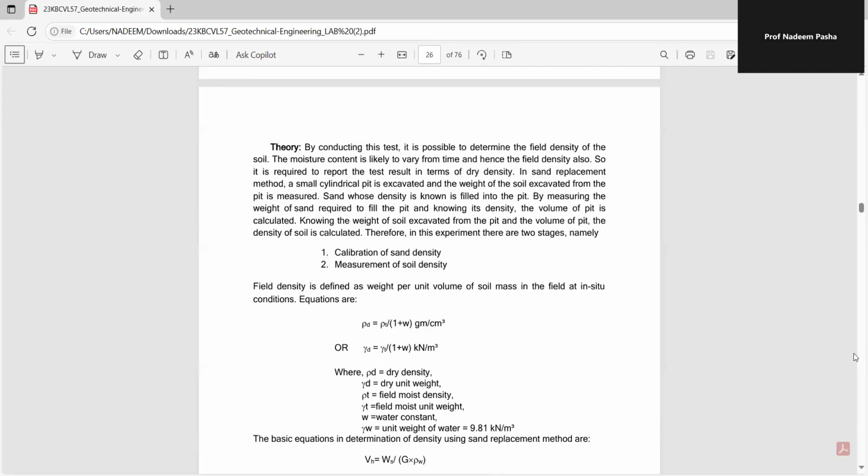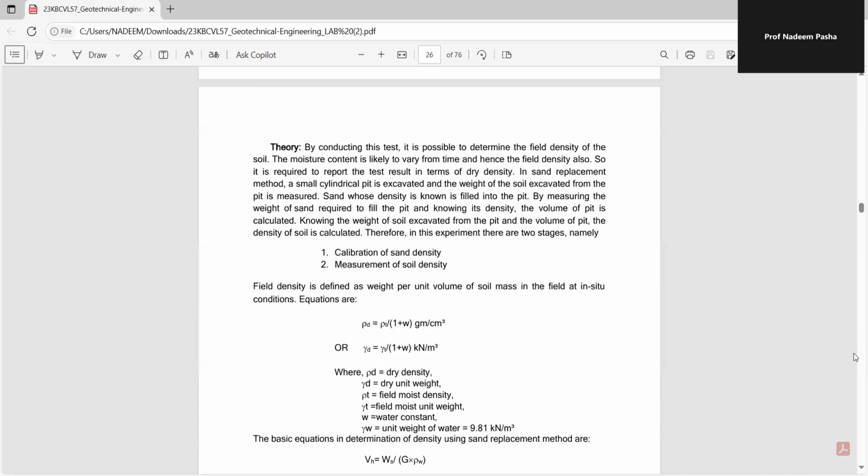Theory. By conducting this test, it is possible to determine the field density of soil. So what is the purpose of performing this test? You will be able to determine the field density of soil. The moisture content is likely to vary from time to time and hence field density also. So it is required to report the result in terms of dry density.